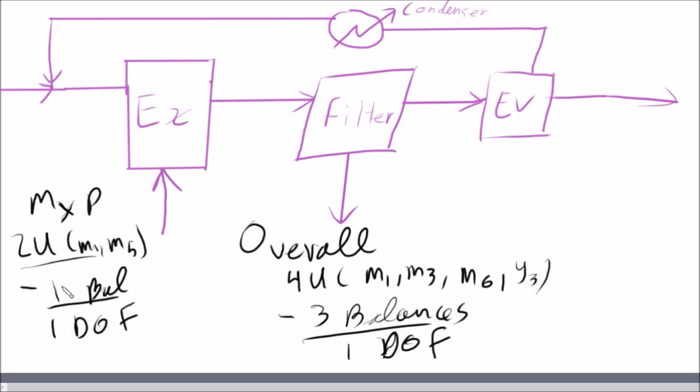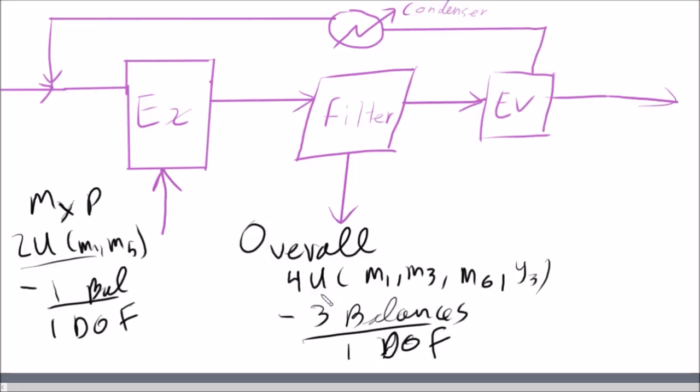Next after that, there's only 1 species that's concerned here. There's the fresh C6H14, and then there's the recycled C6H14. So that is only 1 chemical species, therefore it's only 1 balance. So you do this math and you see that we have 1 degree of freedom at the mixing point.